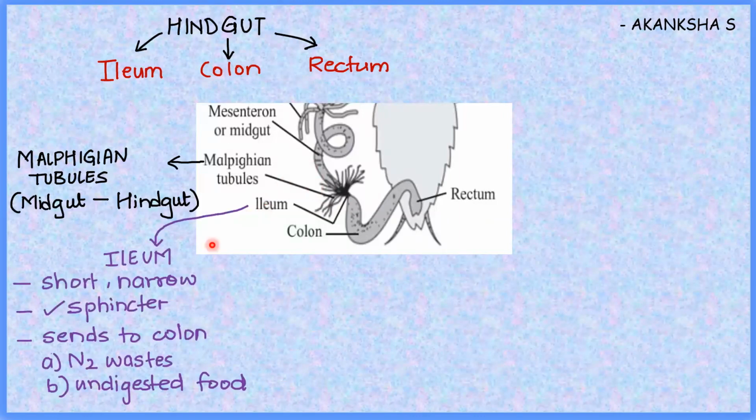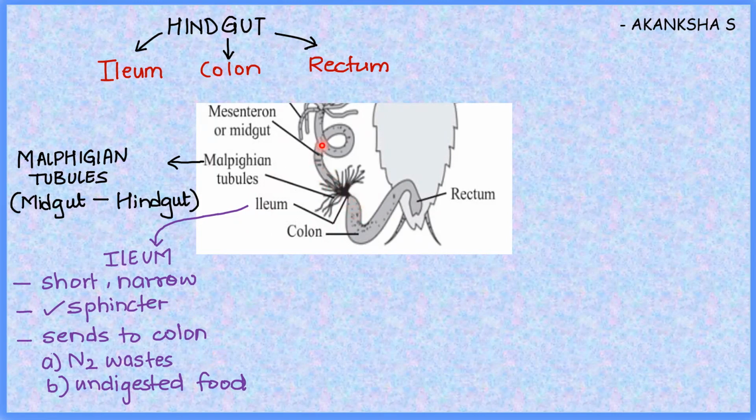Okay. Next comes ileum. Okay, ileum is the direct conjunction. Ileum has something called a sphincter. Now, what is a sphincter? A sphincter is a valve-like muscle. Okay, even in our body, we have it. So the ileum has a sphincter which allows the passage of food into the hindgut.